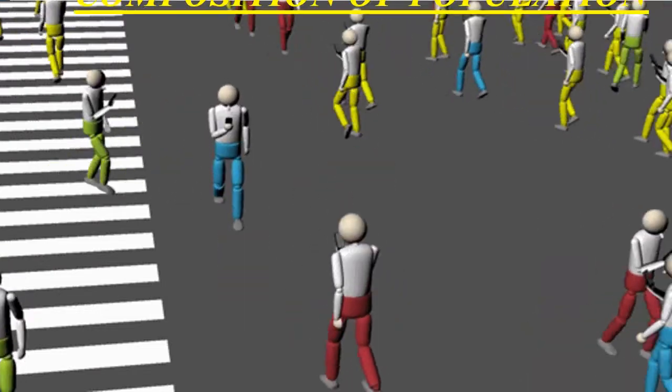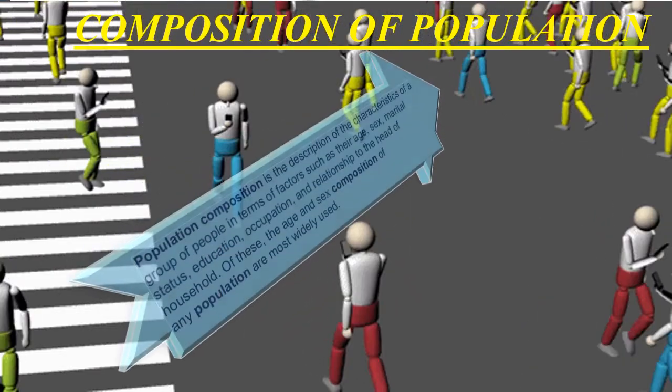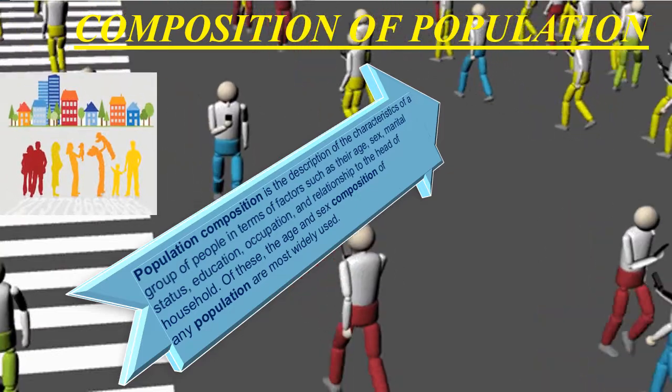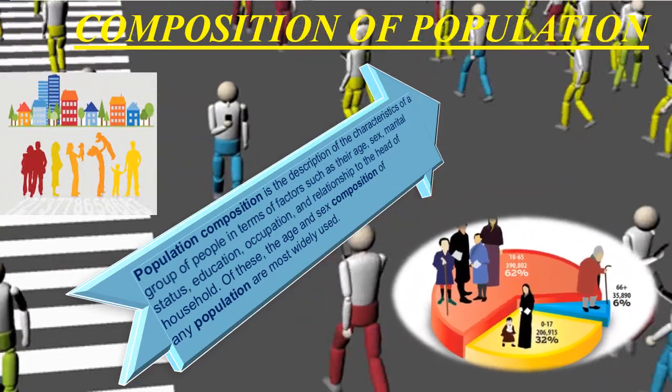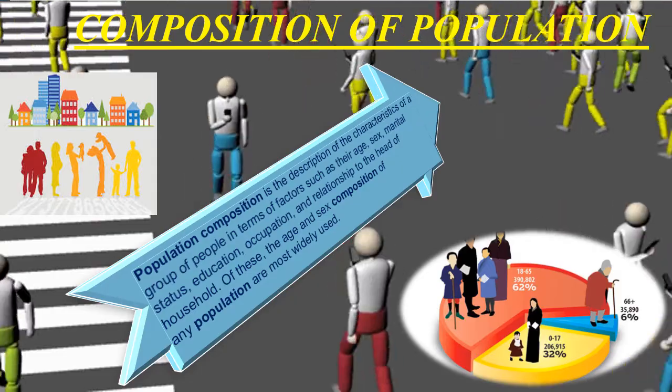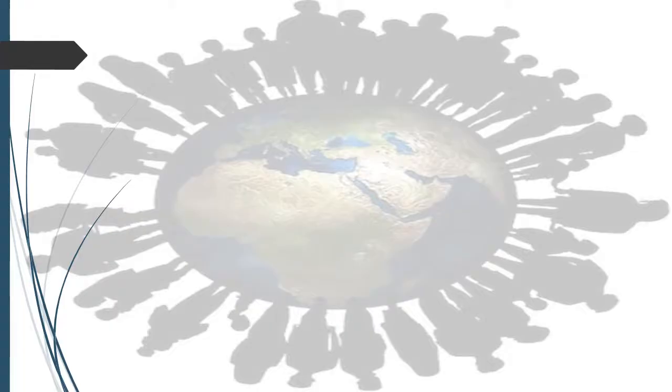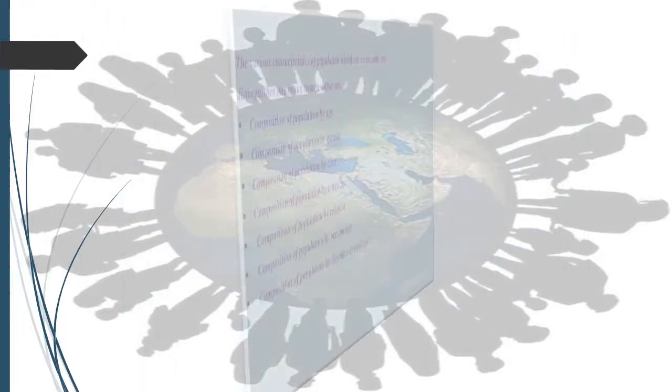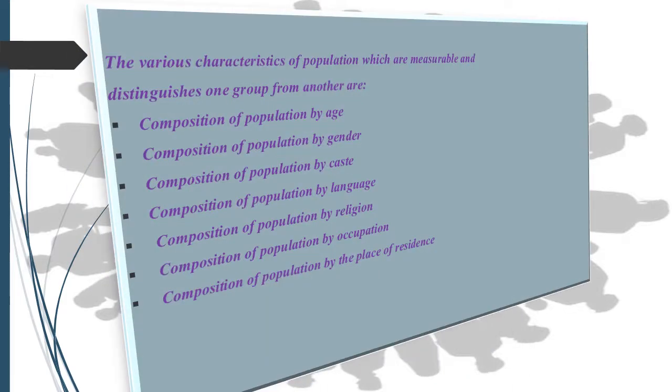For better understanding, now we'll learn the composition of population. Population composition, or its demographic structure, refers to the physical, socio-cultural and economic attributes of the population such as age and sex, place of residence, language, religion, marital status, literacy, etc. These are the characteristics of the population which are measurable and help in distinguishing one group from another. Let us read about two of these characteristics.